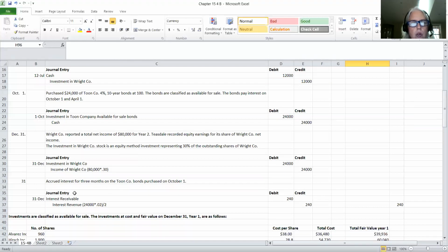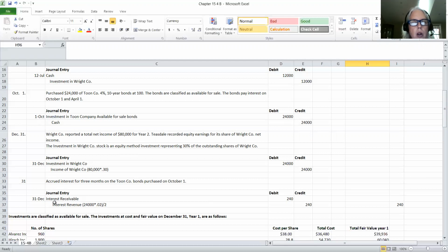Also on December 31st, we have accrued interest for 3 months on the Toon Company bonds that were purchased on October the 1st. So when we're accruing interest, because we bought the bonds as an investment on October the 1st, we are going to be earning interest off of these investments. We have not received our first interest payment. We're only showing that we're going to accrue interest at December 31st, so we can make an adjusting entry for the accrual, which will bring our accounts up to date when we prepare our financial statements.